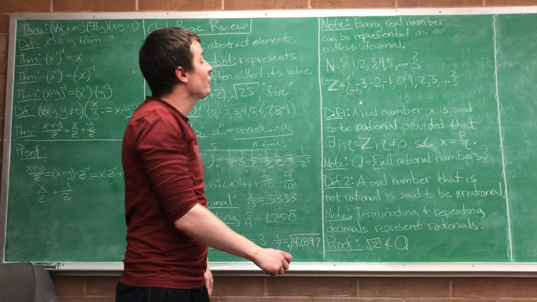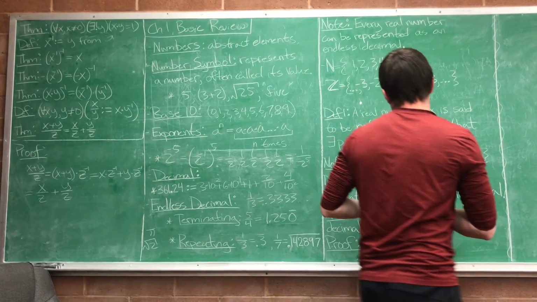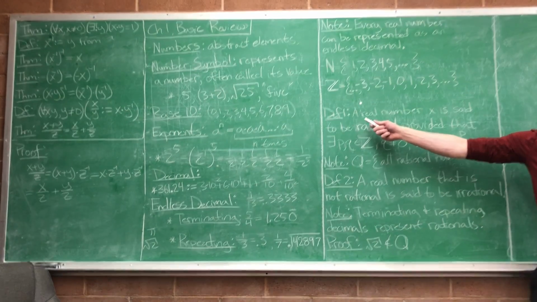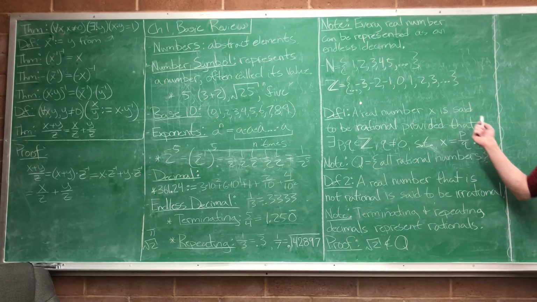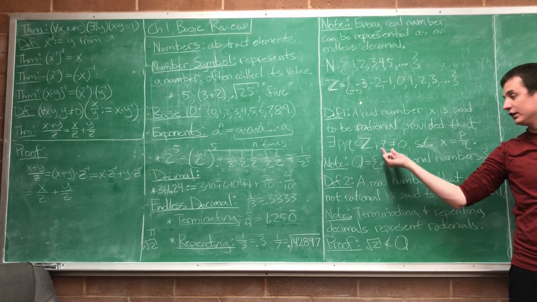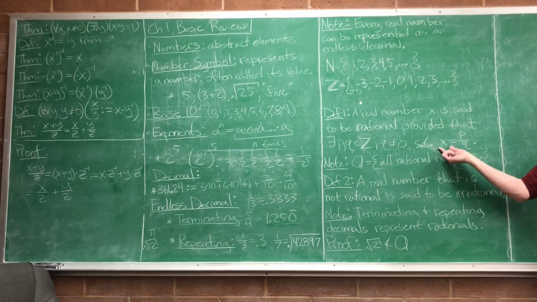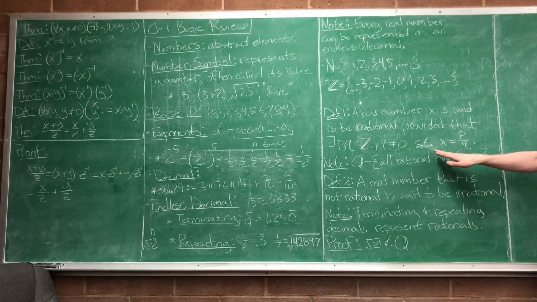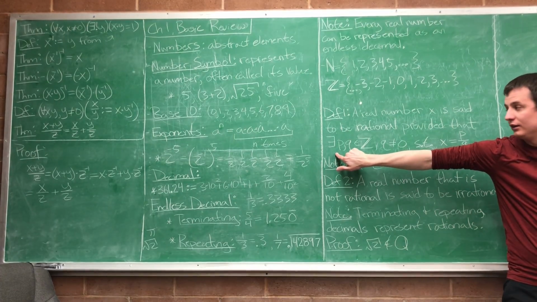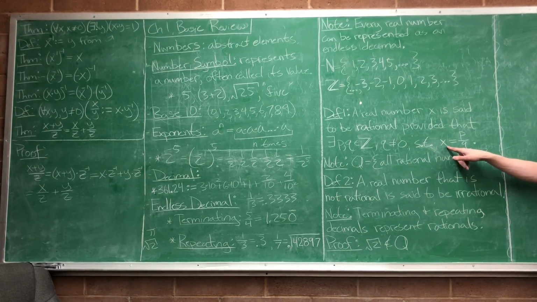Good? Okay, so now we're ready for our definition of what exactly a rational number is. Definition 1. A real number x is said to be rational provided that there exist two integers p and q, as long as q is not 0, such that x is equal to p over q. So if I can find two integers p and q such that x is equal to p over q, then x is a rational number.